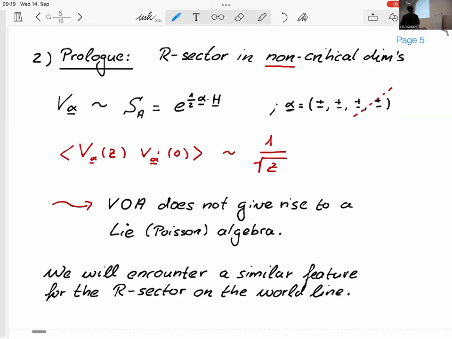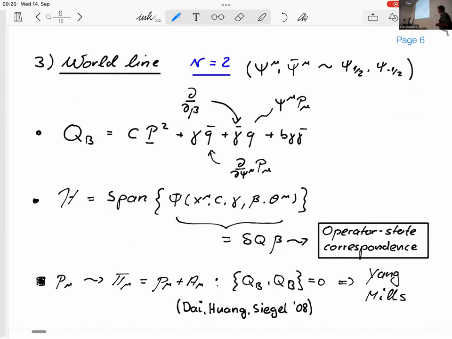So that's what I wanted to say: if you were in string theory in non-critical dimension, you wouldn't easily get a vertex operator algebra, you wouldn't naturally build a Lie or Poisson algebra. So you'd have to think of something else, and we will actually have a similar thing to deal with. This is really just motivation, so you hopefully won't find what we're doing too absurd. Okay, now let me have a quick review of this work of Dai, Wang, and Siegel.